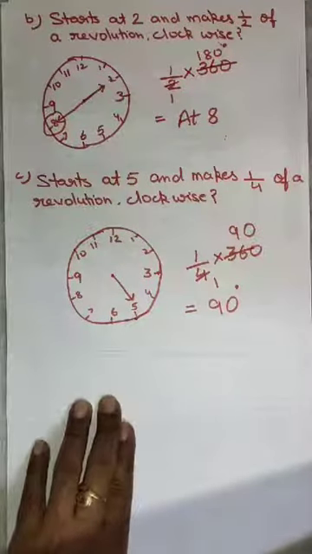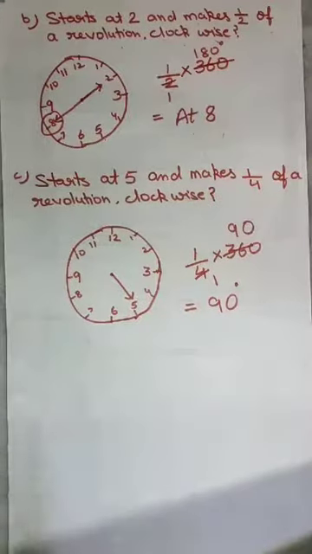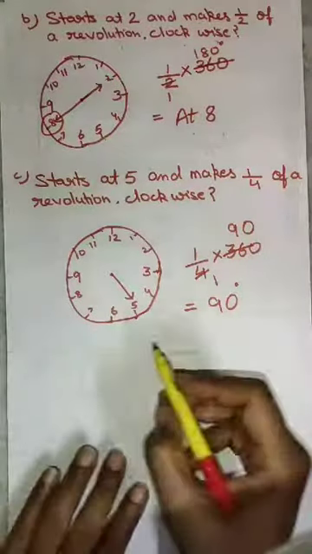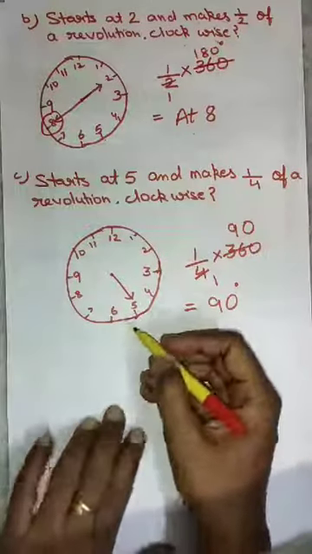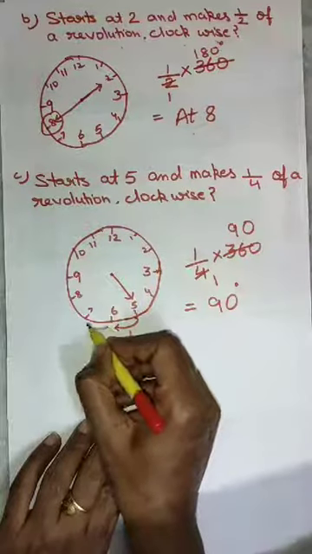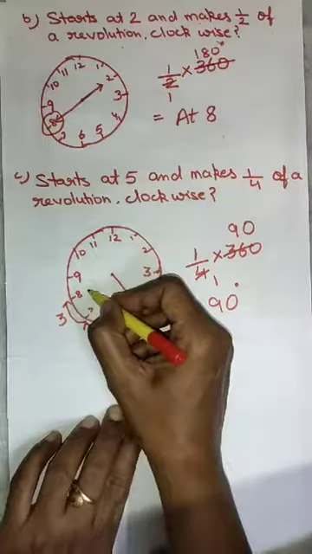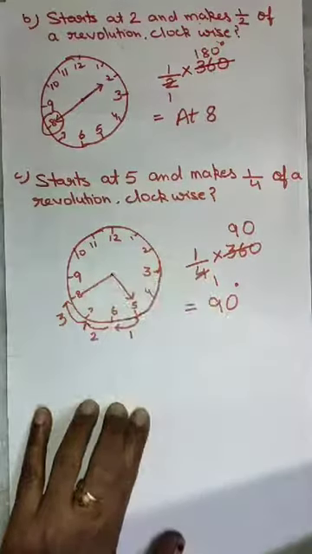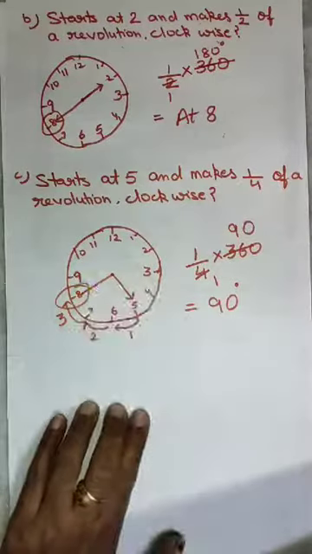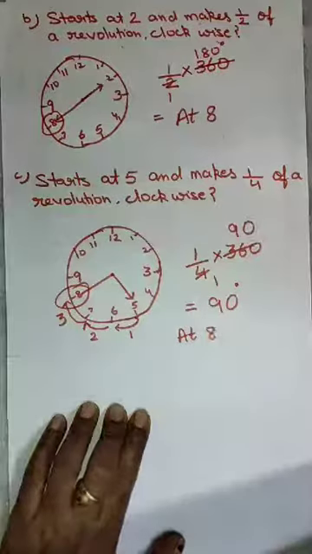one right angle. And we have learned that if the hand makes a right angle, that means there is a difference of 3 numbers between them. So here we will see the gap of difference of 3 from 5 to 6, it is 1. 6 to 7, 2, 7 to 8, 3. That means our hand will reach at 8. This is our answer. It will reach at 8. Clear now?